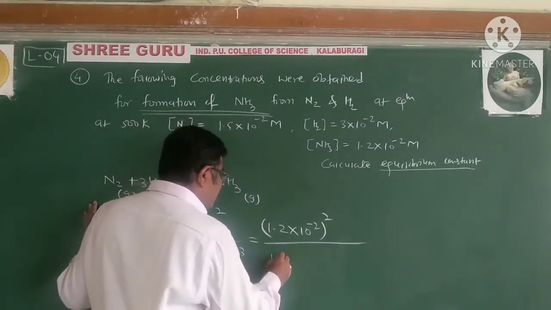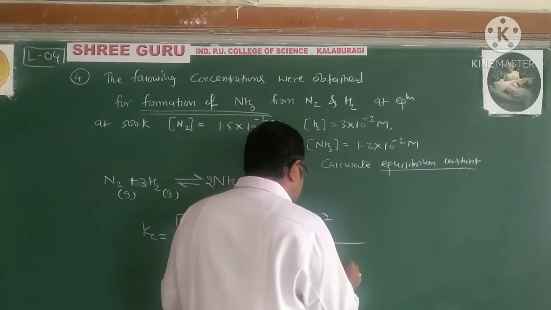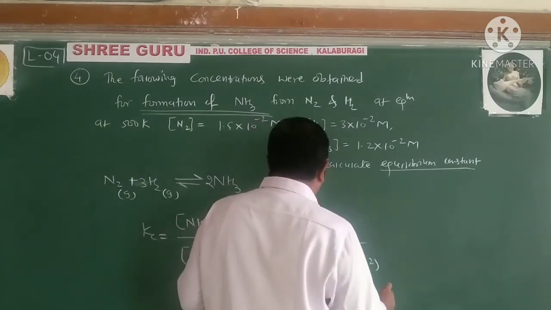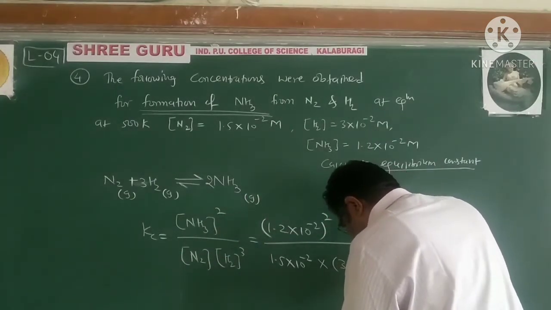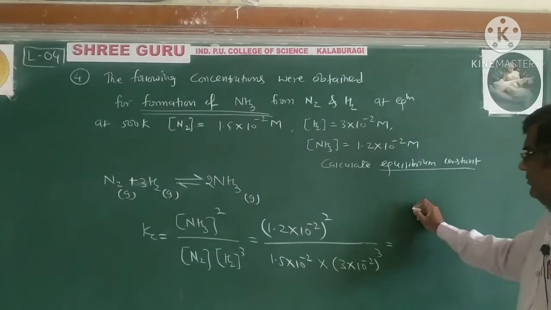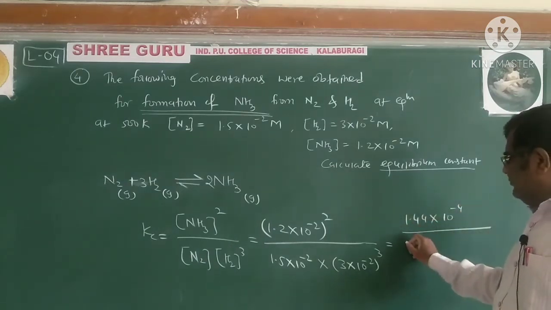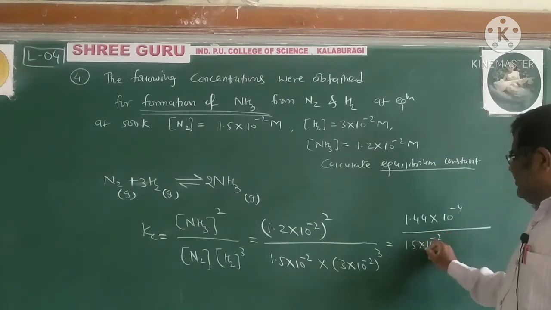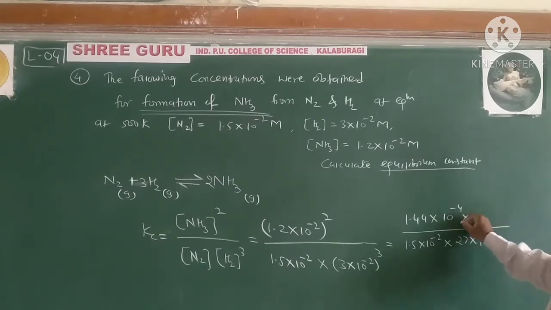Nitrogen concentration is given 1.5 into 10 raised to minus 2. Hydrogen concentration is given 3 into 10 raised to minus 2, cube of it. 1.2 square is nothing but 1.44 into 10 raised to minus 4. This is 1.5 into 10 raised to minus 2. 3 cube is 27. 10 raised to minus 2 cube is 10 raised to minus 6. This minus 2 becomes plus 2, this minus 6 becomes plus 6. You can cancel this.